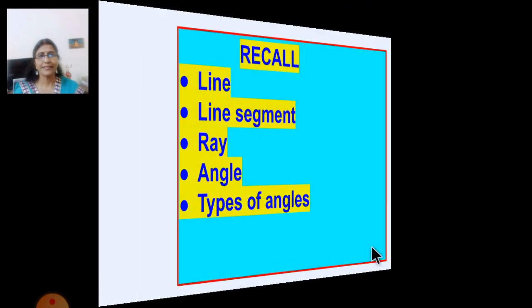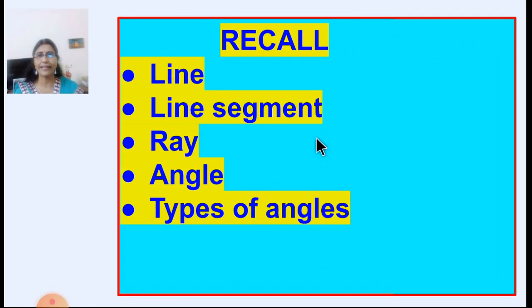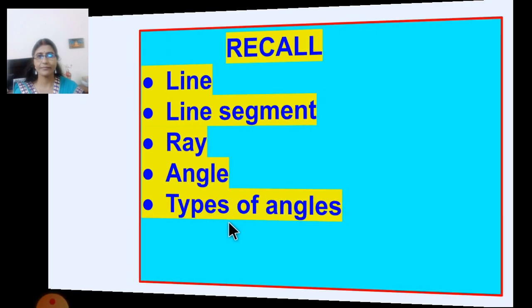And first, we will recall what we have learnt in 6th standard. We have learnt about line segment, ray, angles, types of angles. So let us see all this.